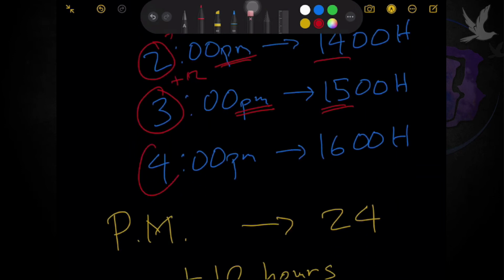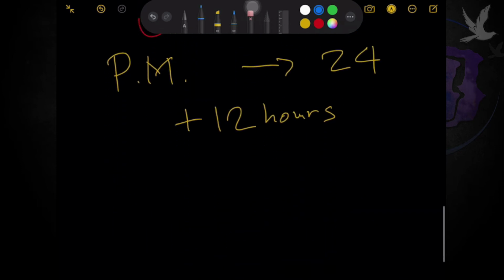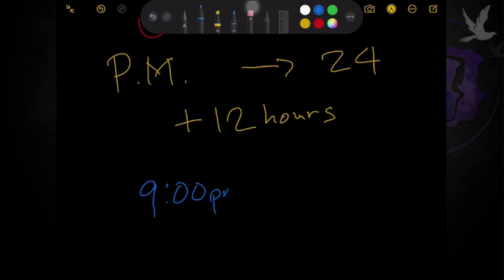Take 4 plus 12 will give you 16. So in other words, if there is a 9 PM time, sa military time yan is, since PM nga, take 9 plus 12 will give you 2100 hours.